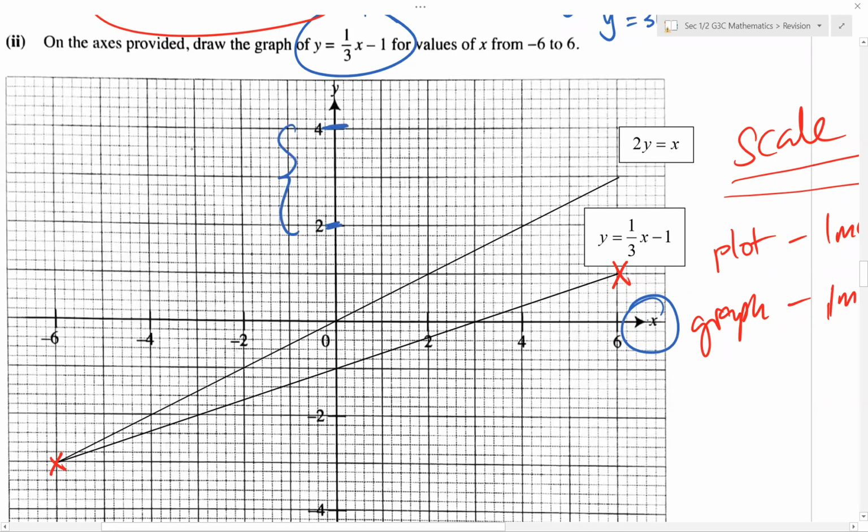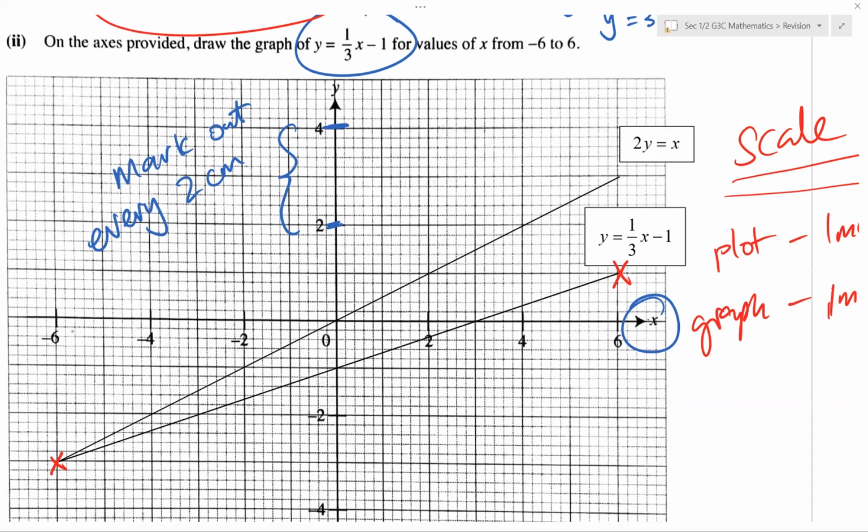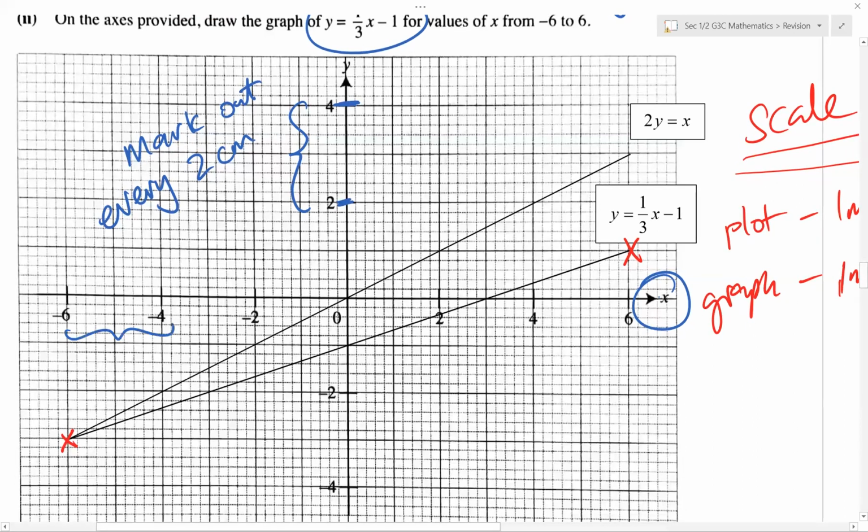Mark out every 2 cm. Don't go beyond that. Meaning, don't go and mark every 4 cm because you're lazy. Wow, you think you can save some time. Every 2 cm, you must mark it out. So that is the same for vertical and horizontal. Every 2 cm, mark it out.